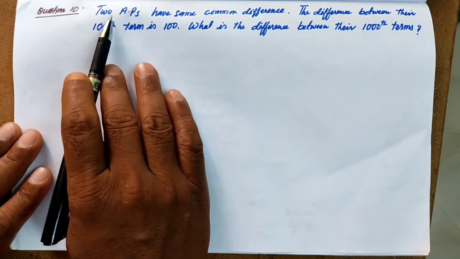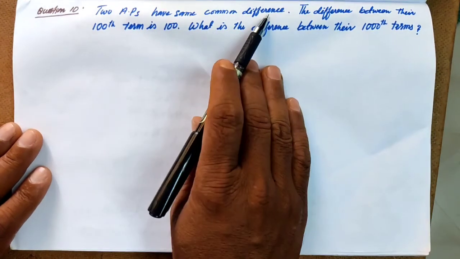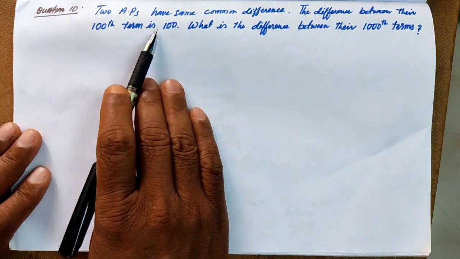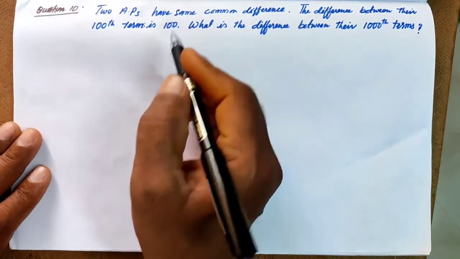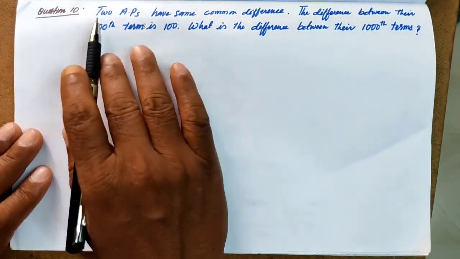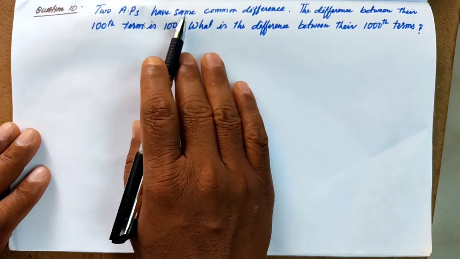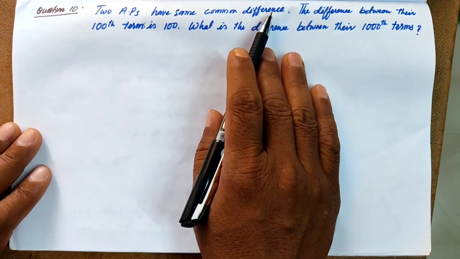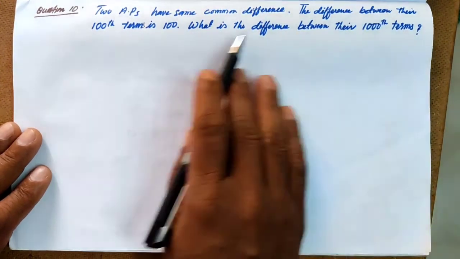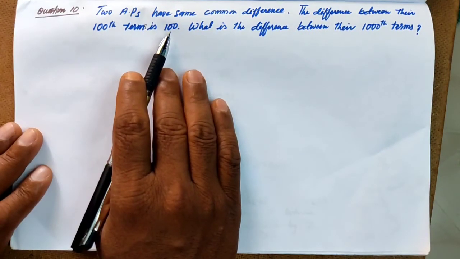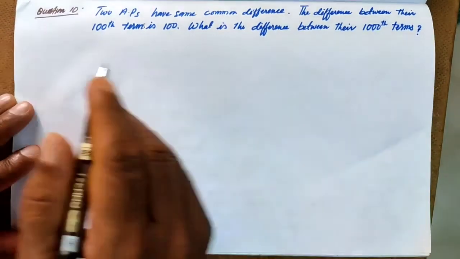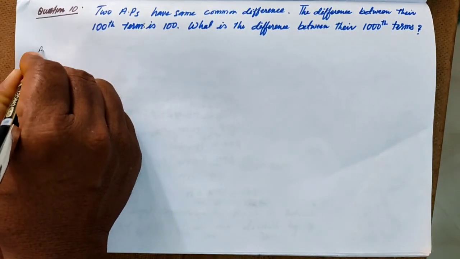So question number 10. Two APs, two arithmetic progressions, have the same common difference, and the difference between their 100th terms is 100. What is the difference between their 1000th terms? The common difference of these two arithmetic progressions is the same, that is given, and the difference between their 100th terms is 100. What is the difference between their 1000th terms? Okay, this is very easy.